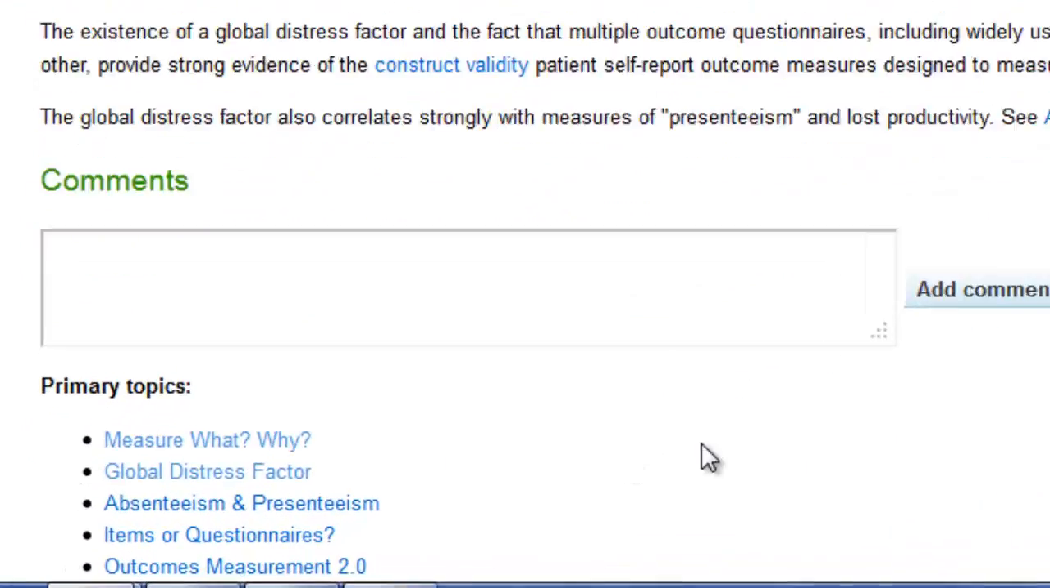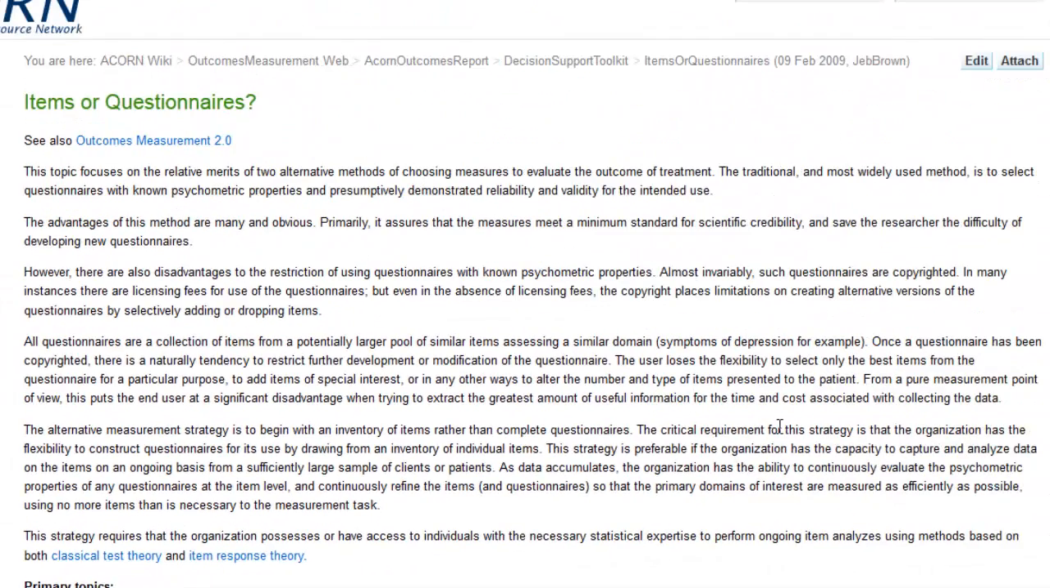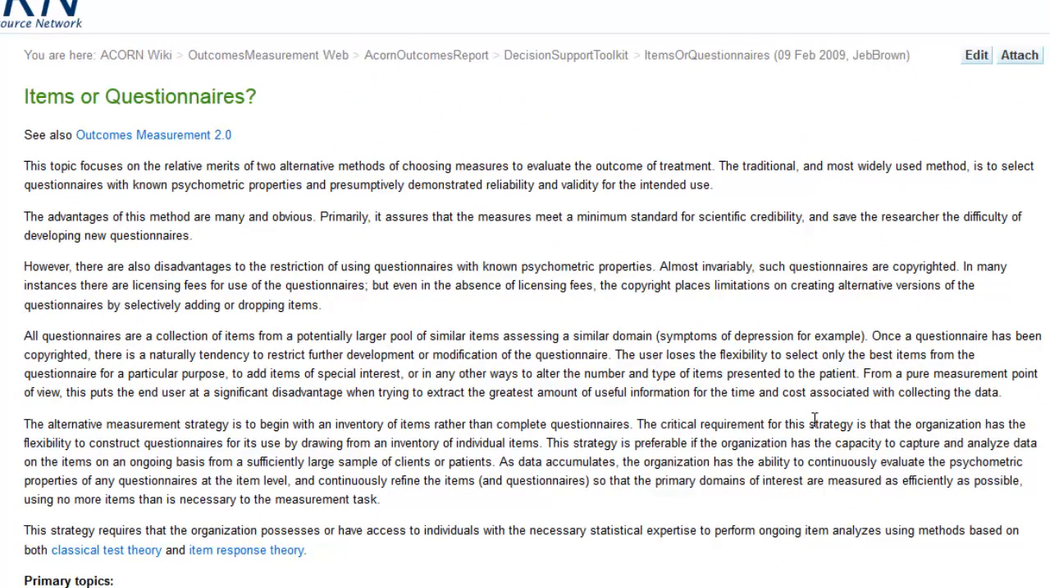This brings us to our next topic here, items or questionnaires. One of the difficulties of working with copyrighted proprietary questionnaires is that they're great if the questionnaire measures exactly what you want to do, exactly the way you want to do it, and you don't want to change anything.